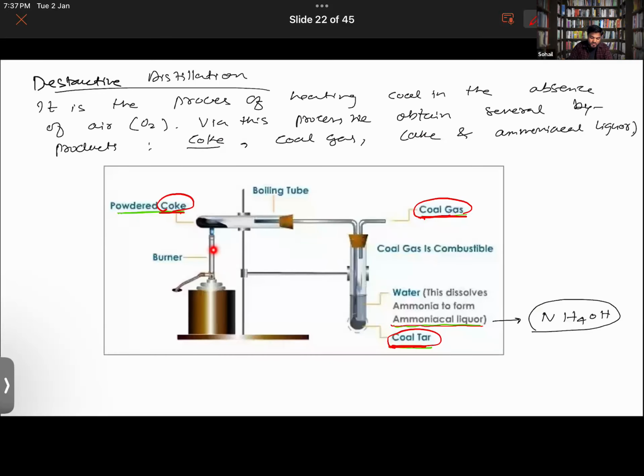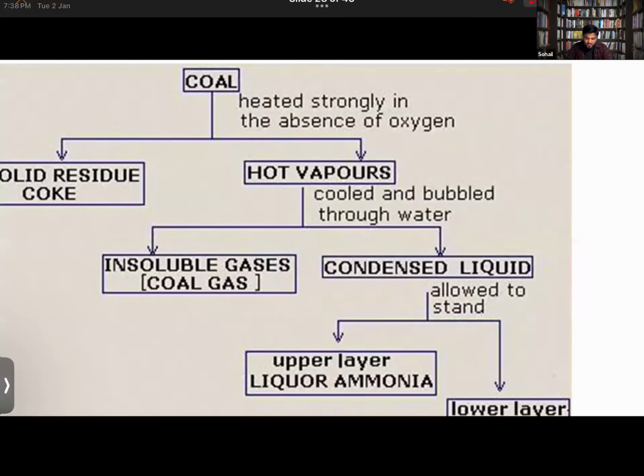जब हम कोल से कोक ऑब्टेन कर रहे होते हैं, एट दैट मोमेंट यहाँ पर कोल गैस भी निकल रहा होता है. गेटिंग इट ना? So in that process you are getting coke, coal gas as well.